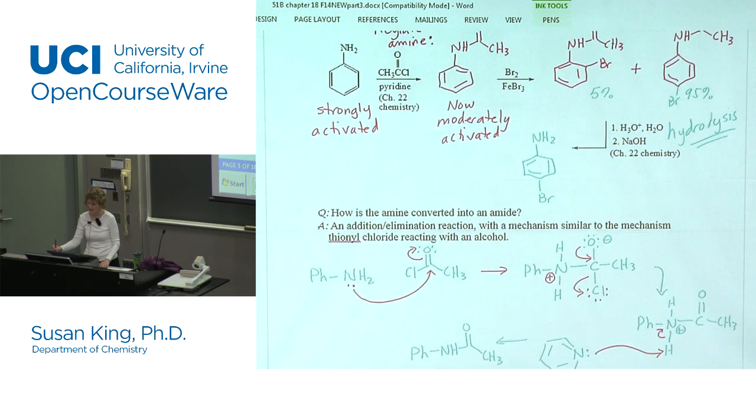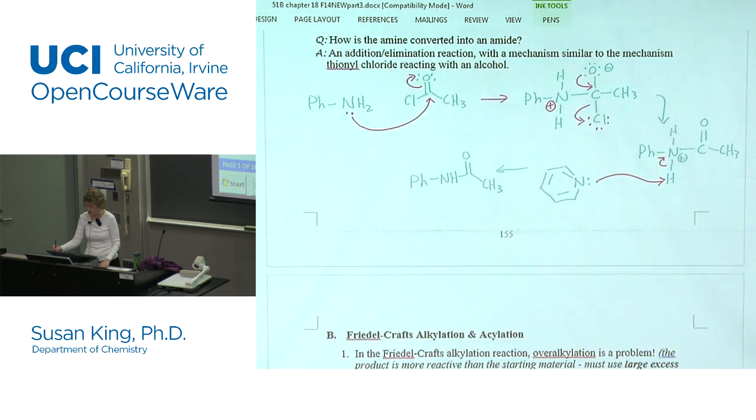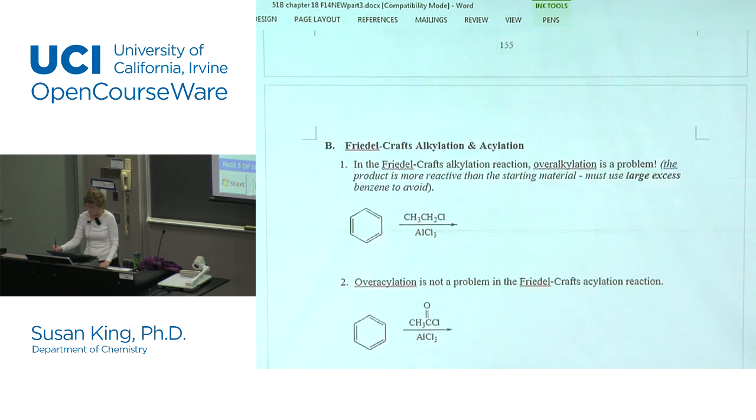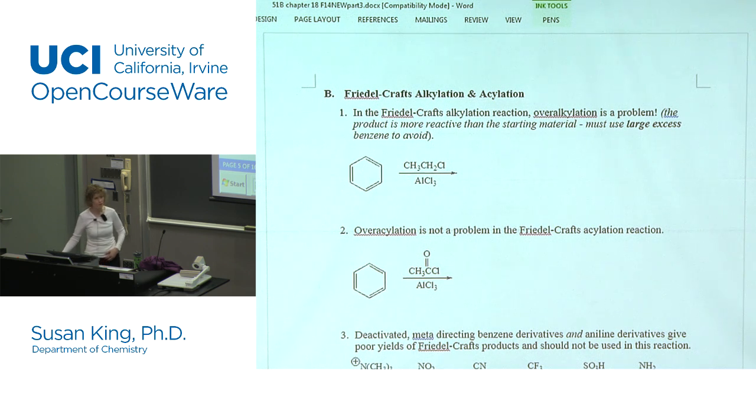Lots of problems with aniline. A lot of problems with aniline. That leads us directly into Friedel-Crafts alkylation and acylation. Lots of problems with Friedel-Crafts too that we're going to have to keep in mind. All right. So we'll use ethyl bromide, AlCl3. We're going to put an ethyl group on the benzene ring. Hopefully that is familiar to you by now.